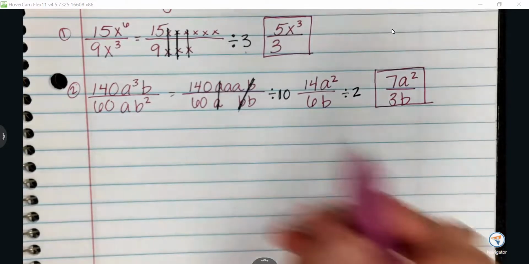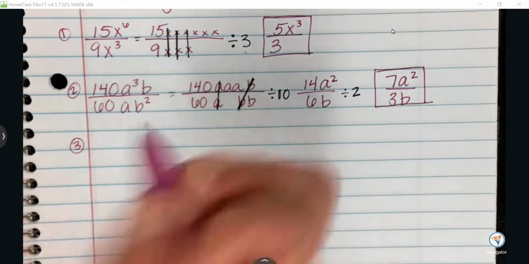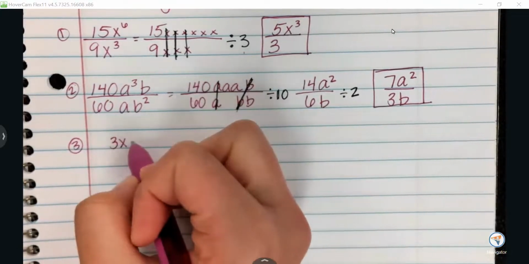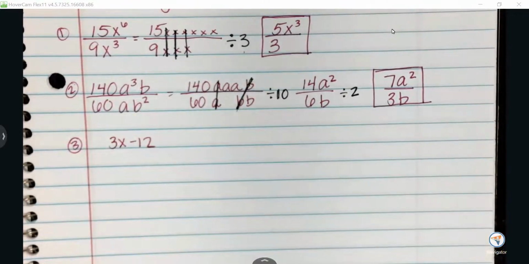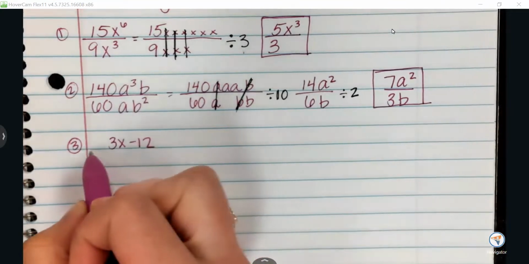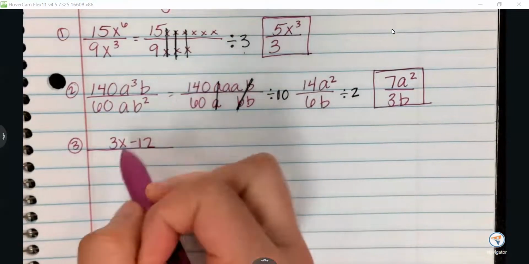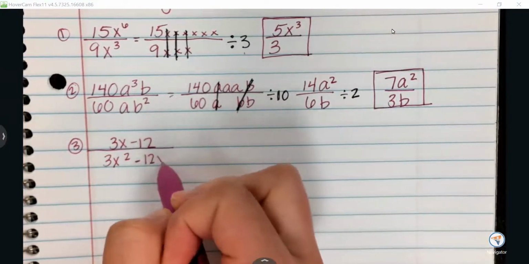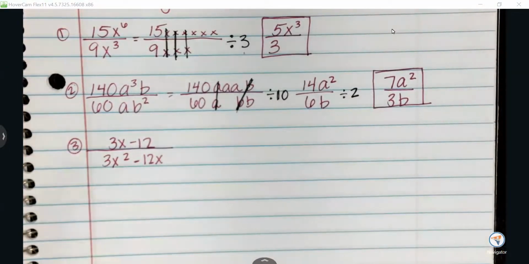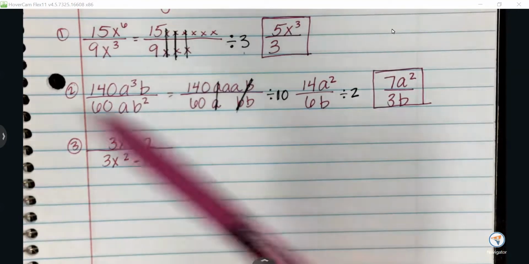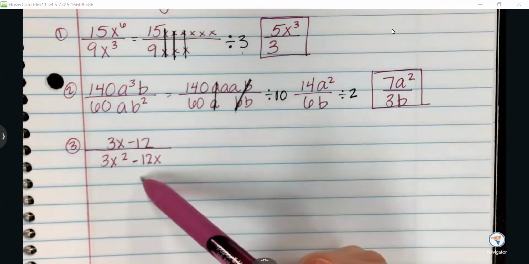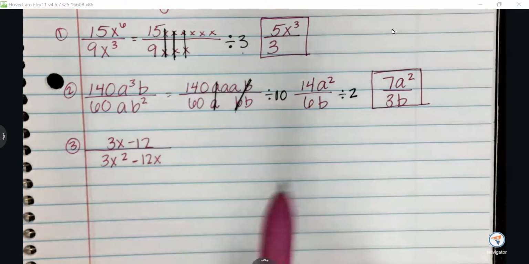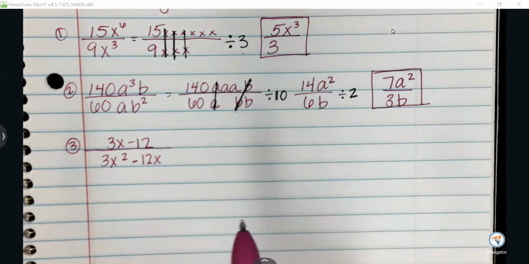So here's our next problem. Number 3 is going to say 3x minus 12, divide by 3x squared minus 12x. These look very similar. Can I start canceling 3's and 12's? Why not? Okay, so number 1, they don't look exactly the same.